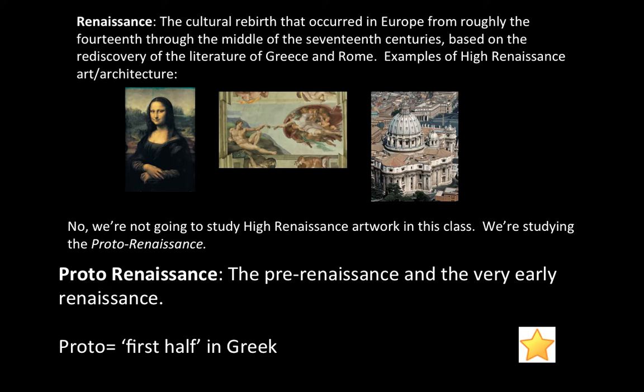Examples of high Renaissance art and architecture are the paintings of Leonardo da Vinci and Michelangelo, which I'm sure you've been exposed to before. And here we have St. Peter's, as designed by many people, but most notably Michelangelo. And no, we're not going to study these things in this class. All of that is covered by Survey 2.